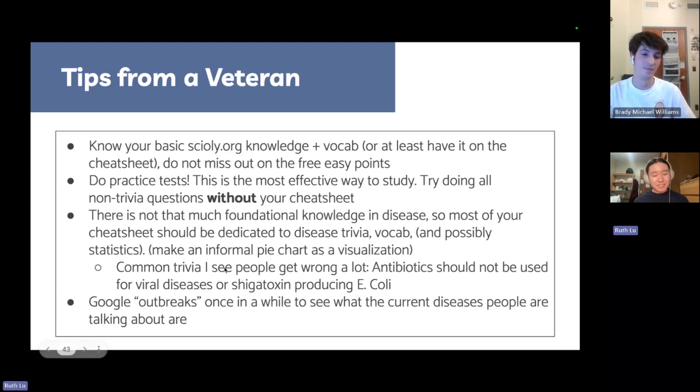Here's a common trivia question I see people get wrong a lot: you should not use antibiotics for viral diseases. That's going to cause antibiotic resistance. As we mentioned, that's a pretty big issue. Additionally, you shouldn't use them for Shiga toxin producing E. coli because it causes a really bad side effect called HUS. So just don't mention antibiotics if they're talking about Shiga toxin producing E. coli. And next, it's good to check the news once in a while. Just Google outbreaks, see what current diseases everyone is thinking about, like the McDonald's E. coli outbreak.